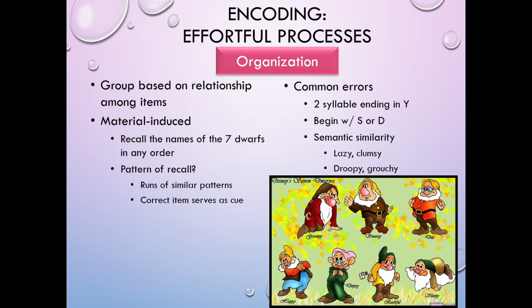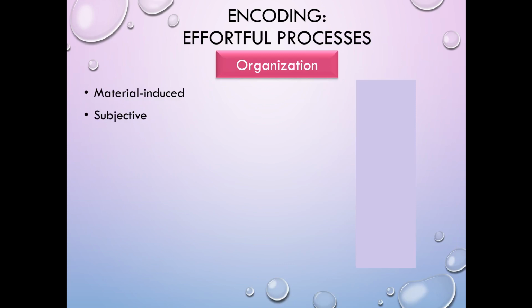Some ones that people will generate are things like lazy and clumsy that don't belong in the list, or droopy and grouchy that don't belong in the list. And these are really common errors that we see. So one way to organize information is based on characteristics of the material.